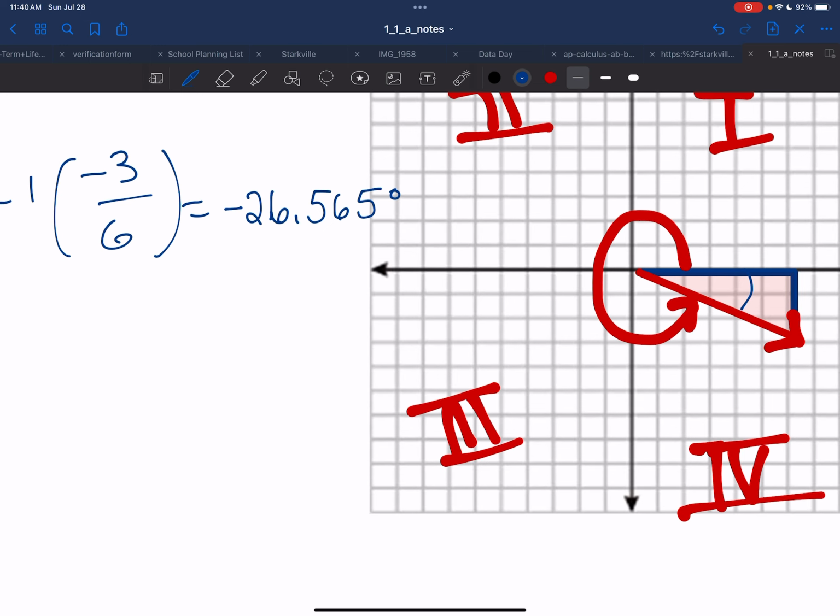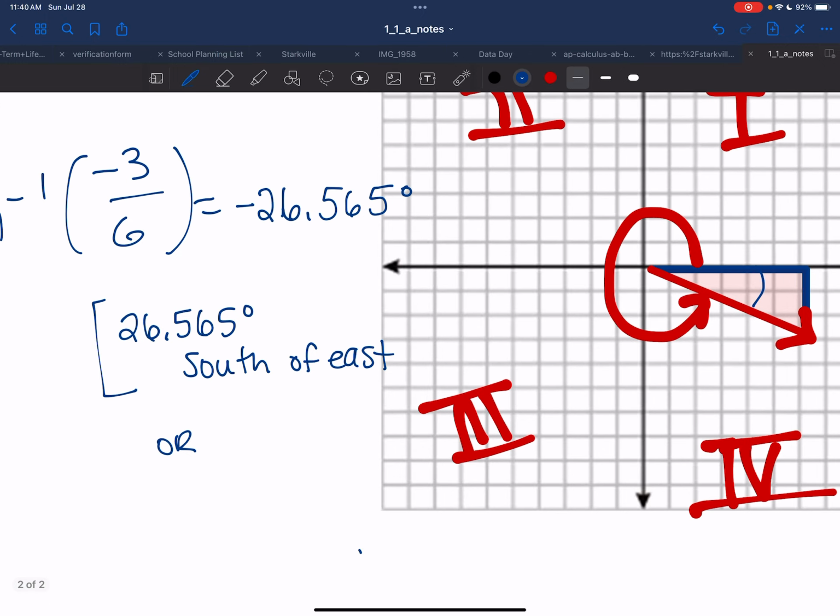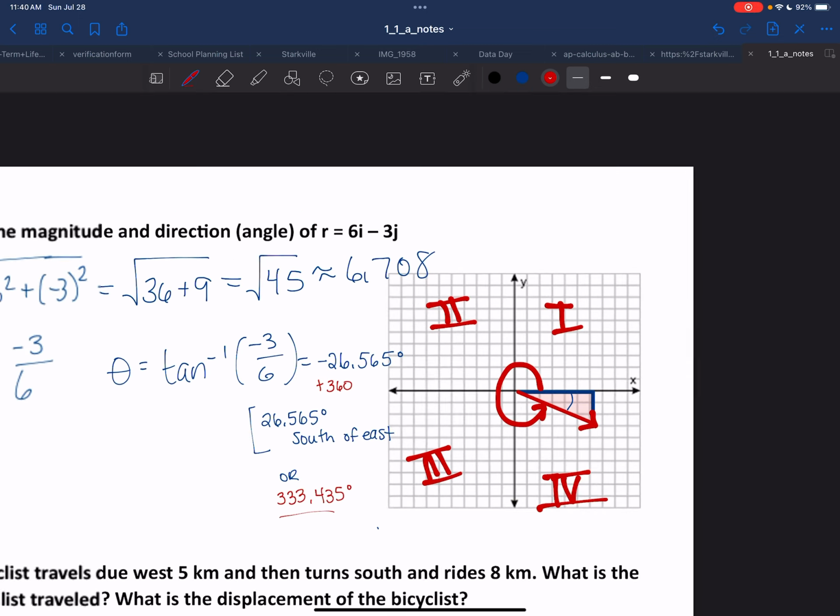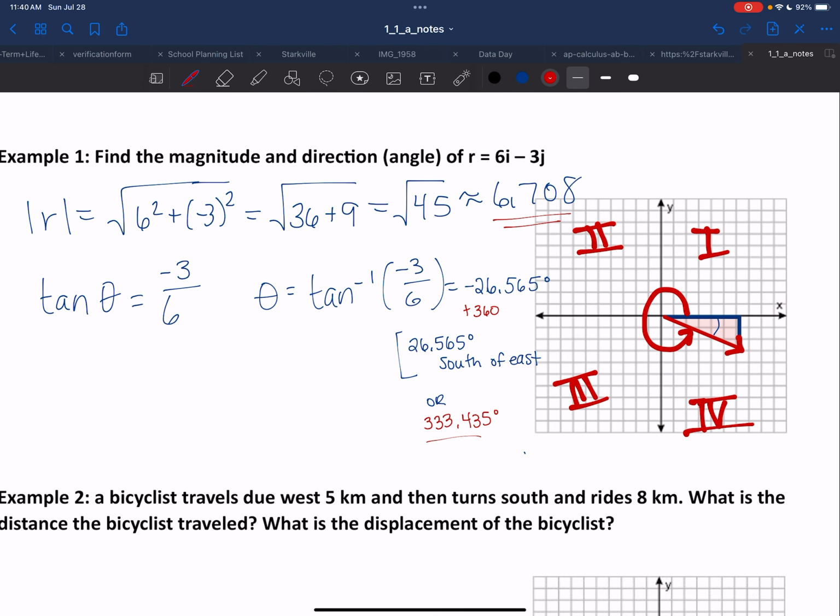So I could say 26.565 degrees south of east. That would be one way I could write it. Or I could add 360 degrees to that, and that would give me the value of 333.435 degrees. So I could do either way as my answer. Okay, so we're looking for this answer and we're looking for that as our angle.